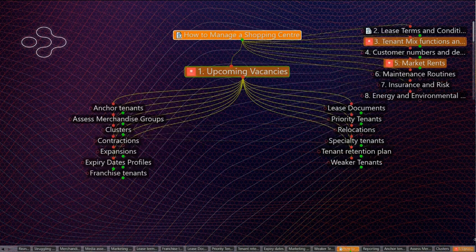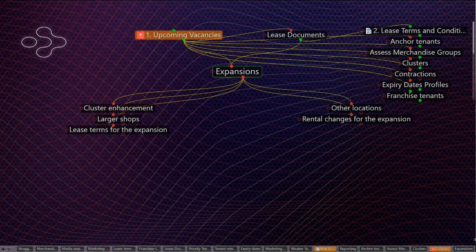Let's go further. Out into contractions and also expansions. So some tenants will need to contract, others will need to expand or relocate. Make your decisions with that sort of thing, because those tenants will need to be incorporated into a future plan, particularly a cluster enhancement, larger shops, lease terms for the expansion, maybe the other locations you need to move tenants into, or how they will impact the other locations in the property, and the rental changes for the expansion.